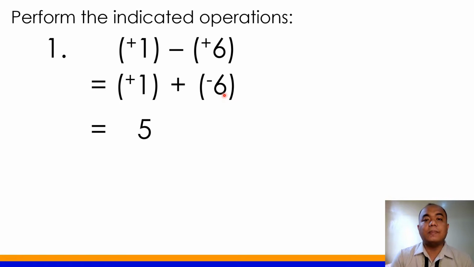Ngayon, ano ba ang mas mataas ang value ng absolute value ng dalawang ito? Ang 6 o ang 1? Yes, mas mataas yung absolute value ng 6 kaysa sa 1. Pero ano ang original sign ng ating 6? Yes, negative. So that's why negative yung tamang sagot for number 1.